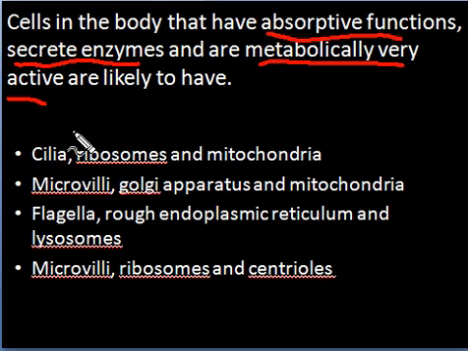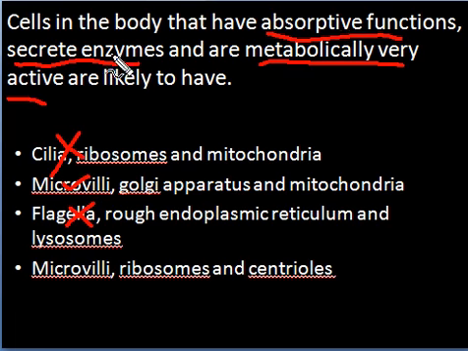Cilia are not meant for absorption, they are meant for movement. So you can immediately rule out this choice because the first one itself is wrong. Flagella again are not meant for absorption, they're again meant for movement, so that is wrong too. So you have a choice between these two. Microvilli are responsible for absorption. They increase the surface area for absorption. So this part is correct.